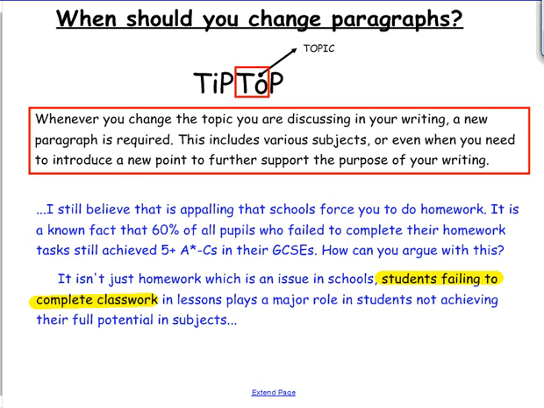Because I've changed the topic that I'm discussing, I've needed a new paragraph. Classwork and homework are two different topics, so when I move on to the next topic, I would need to move it to a new paragraph.